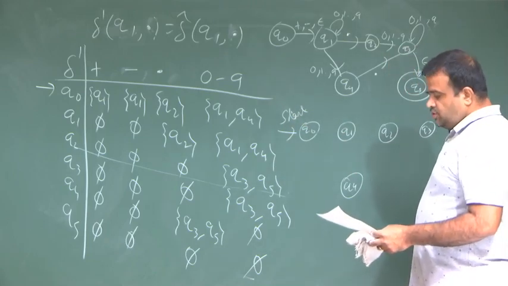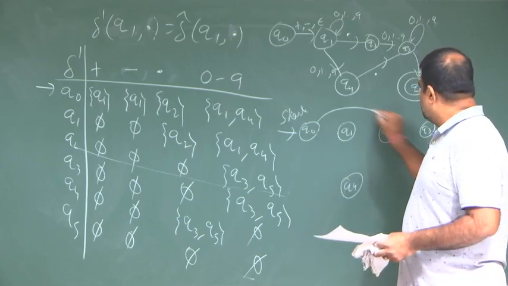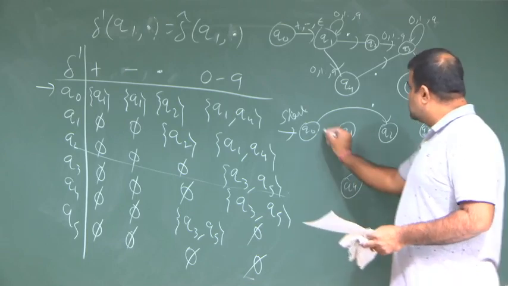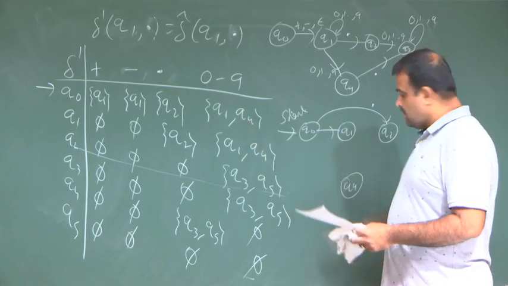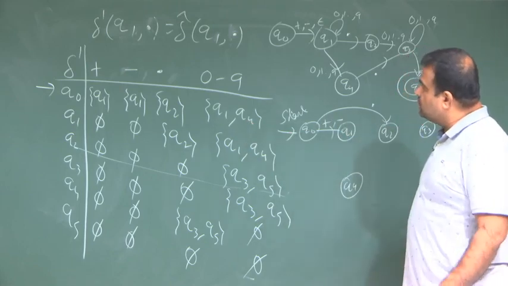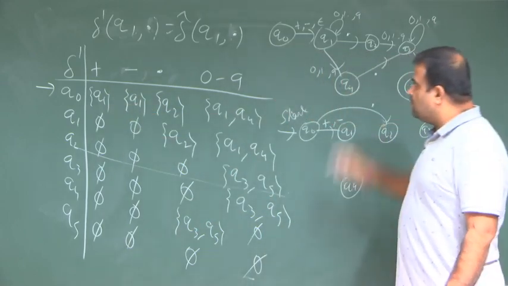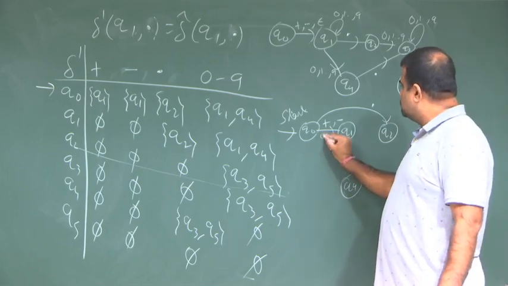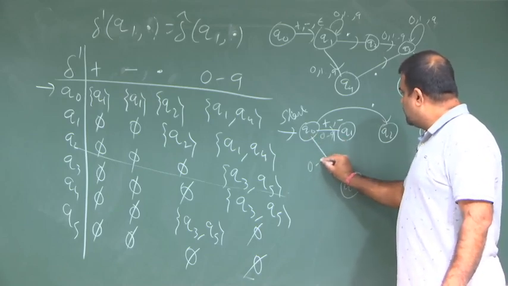Okay, from Q0 with dot we can go to Q2, and with plus and minus we can go to Q1, and with this symbol, 0 to 9, we can go to either Q1 or Q4, any of the digits.